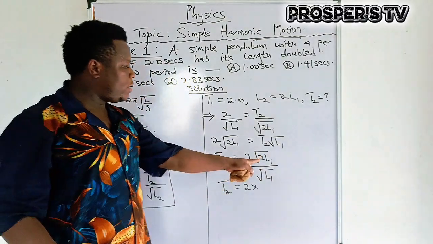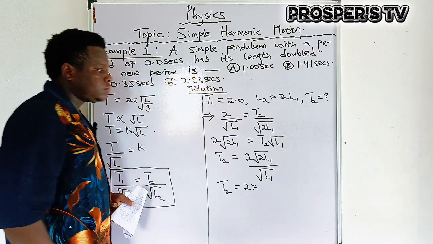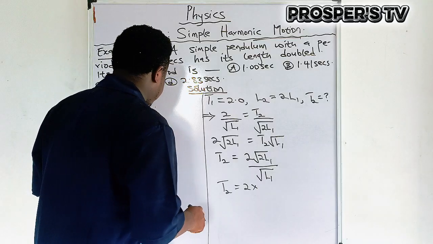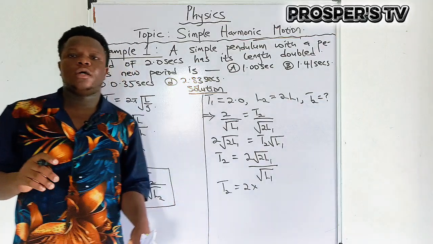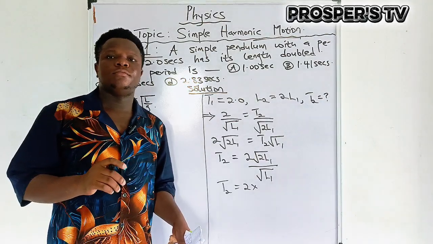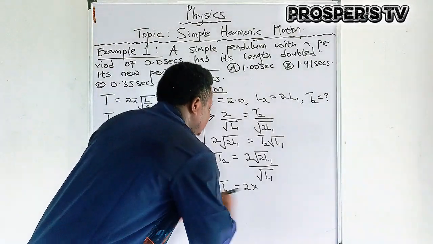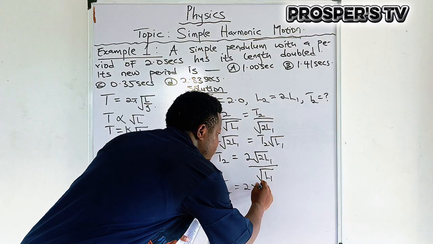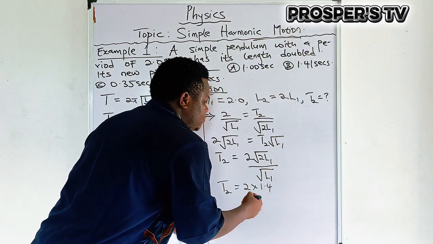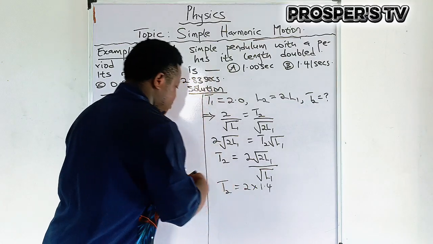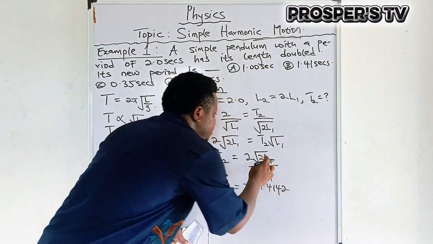Now you punch your calculator. The square root of 2 would give you what? Please, students, help with that. Quickly. The square root of 2. Okay, I'm waiting, please. 1.4. Continue to 4 decimal places. 1.4142.